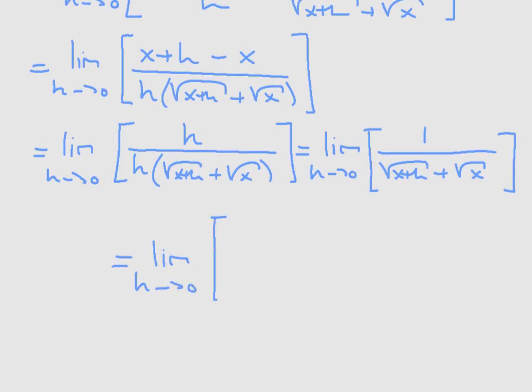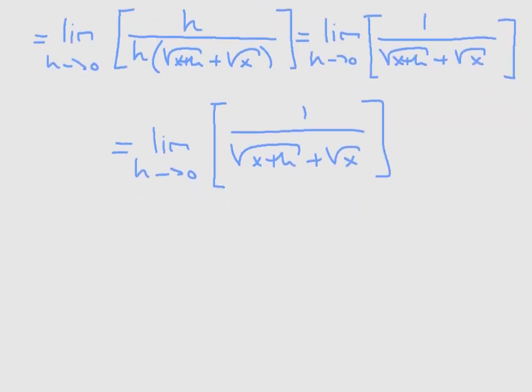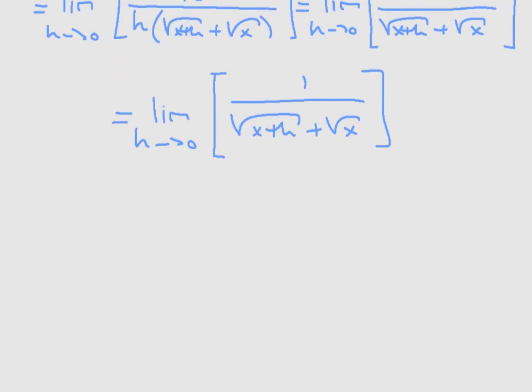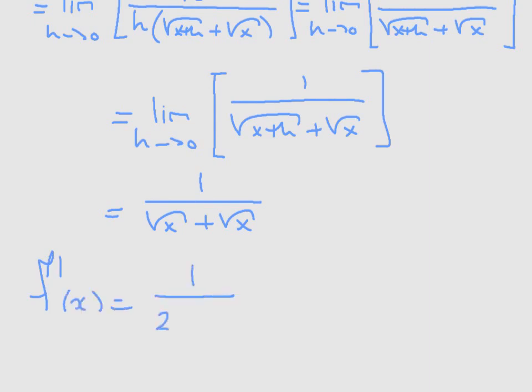We can see that this is equal to 1 over (√(x+h) + √x). Now in the limit, as h tends towards 0, this is going to lead us to 1 over (√x + √x). In other words, f'(x) is equal to 1/(2√x). And we're done. And that's how you differentiate the square root function from first principles.